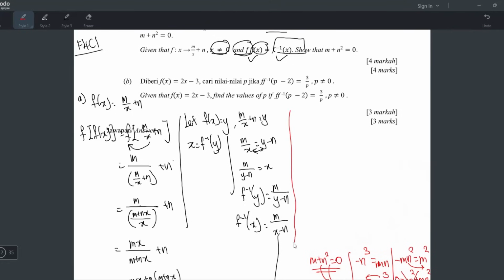Okay, I have some space here. Let's use this space to do B. Okay, given that fx equals to 2x minus 3, find the values of p if ff inverse p minus 2 equals 3 over p and p is not equal to 0.